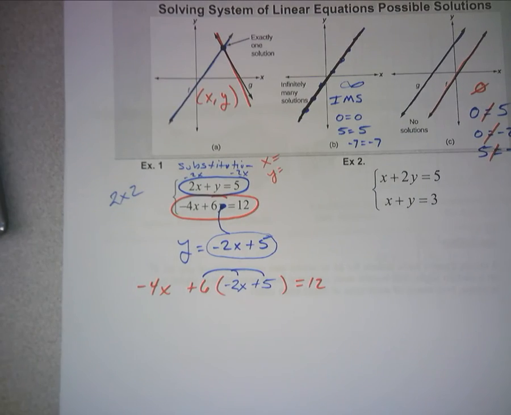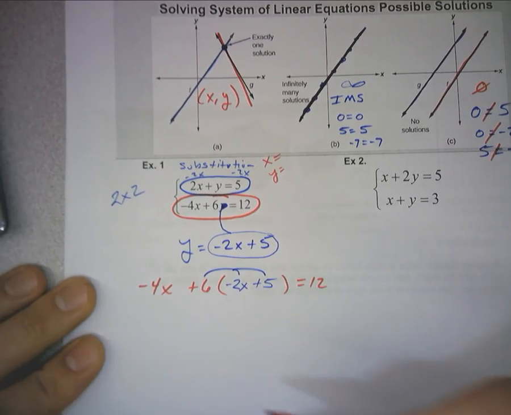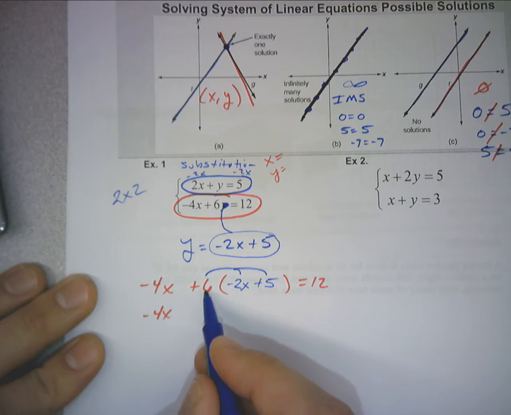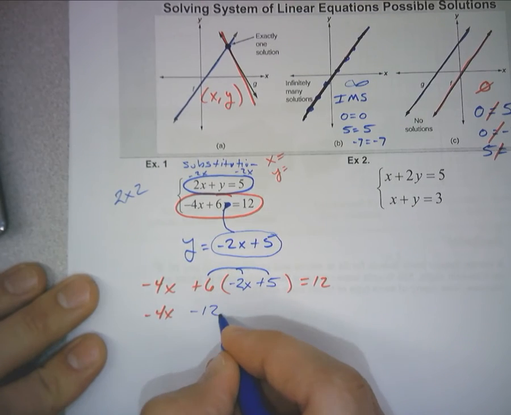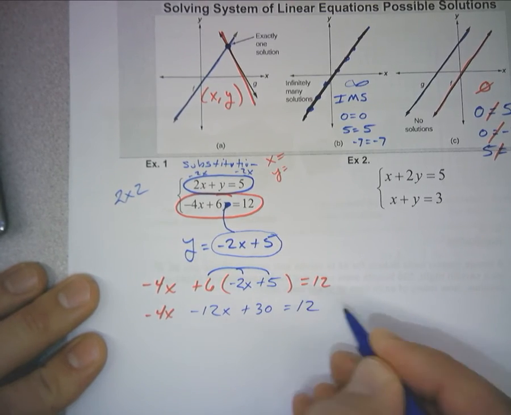Oh, man. So we do a little algebra here, right? We go ahead and distribute. So that's negative 4x, and we distribute the 6. 6 times negative 2 we know is negative 12x. 6 times 5 is 30, and that equals 12.